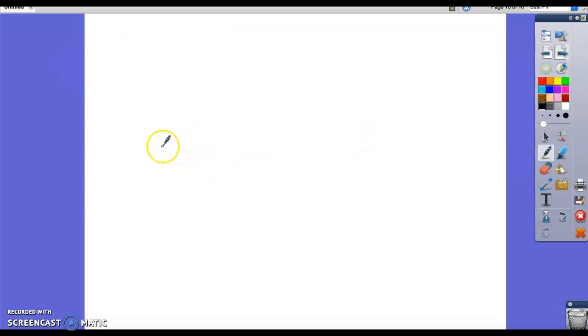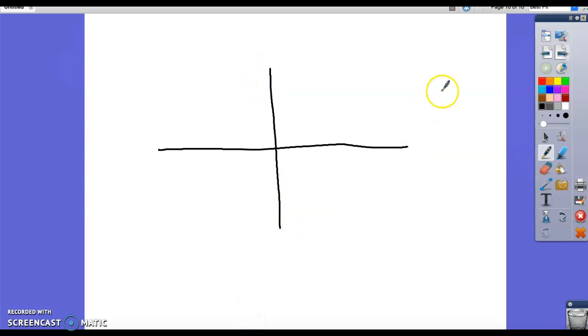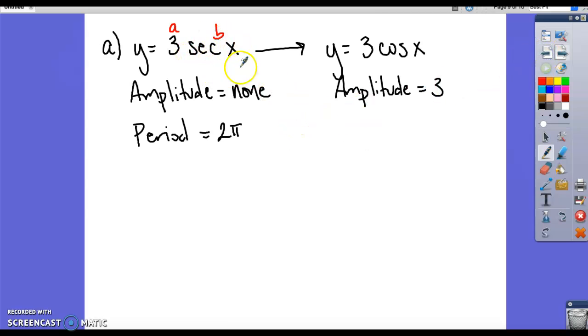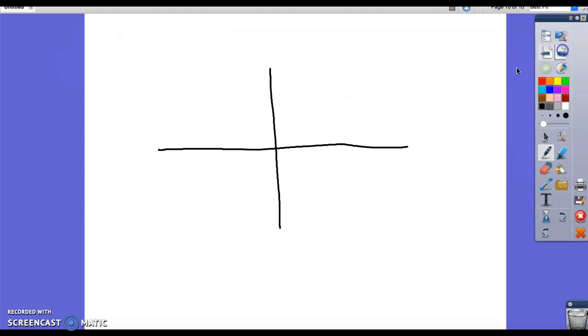I'm going to graph it on the screen right here. Okay, our period is 2 pi. We don't have any phase shifts, right? It's not moving left or right, and we don't have any vertical translation. So that makes that easy. Okay, that makes our period 2 pi. So we're going to go from negative 2 pi to positive 2 pi.